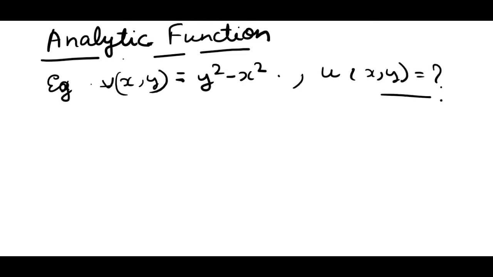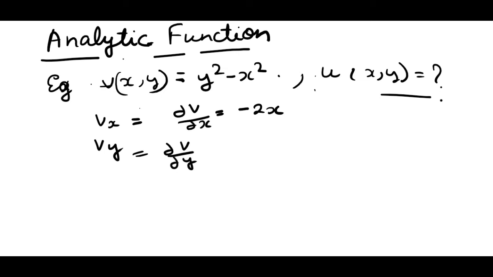So I have told you how to find v when u is given, and now by this example I'm going to tell you how you can find u by using v. So first find vx and vy. So vx, del v upon del x, is defined as minus 2x, and vy, del v upon del y, is 2y.